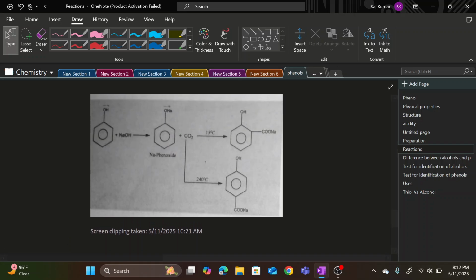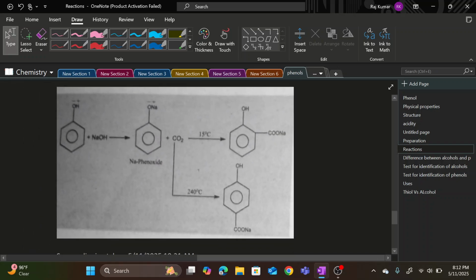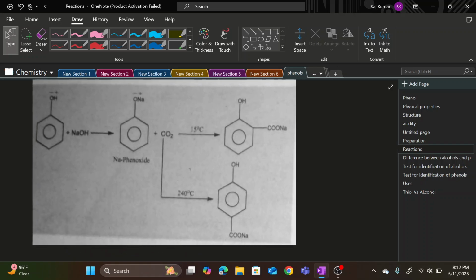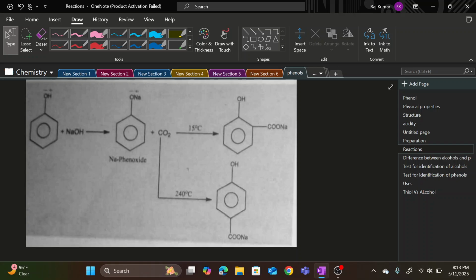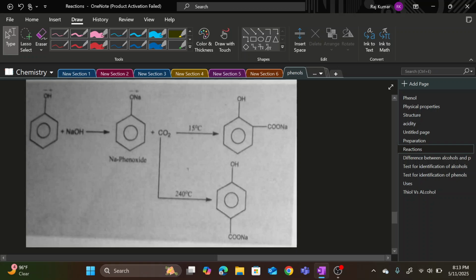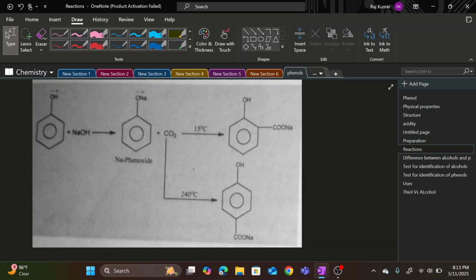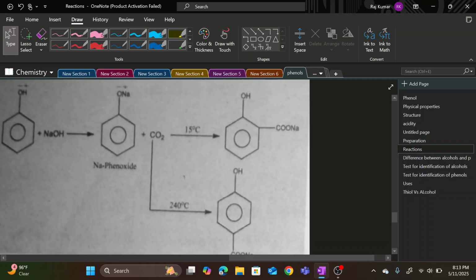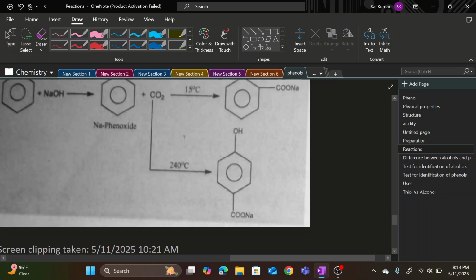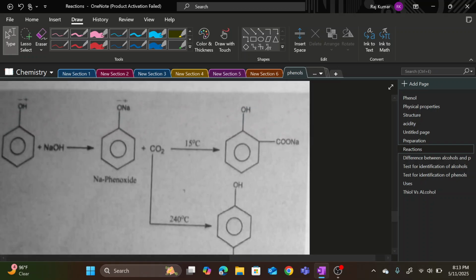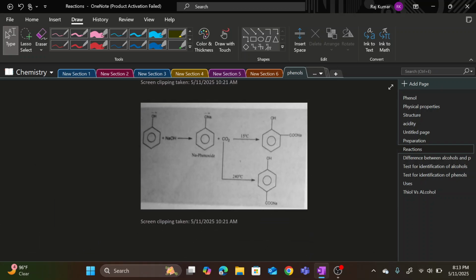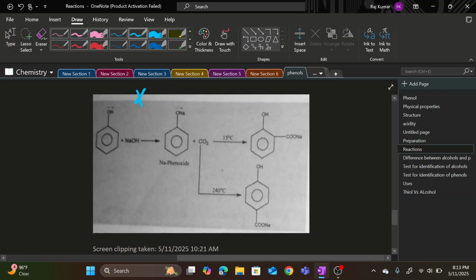Now, when it comes to another reaction, the reaction of phenol with sodium hydroxide produces sodium phenoxide ions. Now, when sodium phenoxide ion reacts with carbon dioxide, this is again the same reaction which we studied previously. It is the Kolbe-Schmitt reaction.